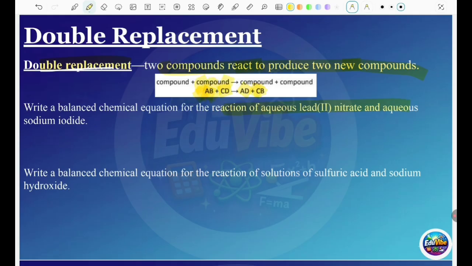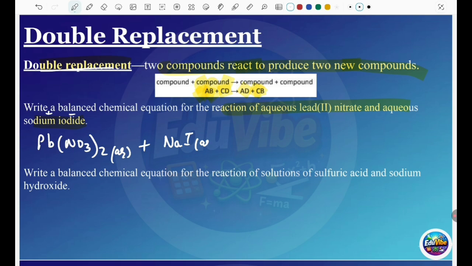So we have to write the reaction of aqueous lead(II) nitrate and aqueous sodium iodide. So what's that? We have lead(II) nitrate, where nitrate is NO3 and Pb is lead, which has 2 positive. So Pb(NO3)2, and this is aqueous, plus we have aqueous sodium iodide.